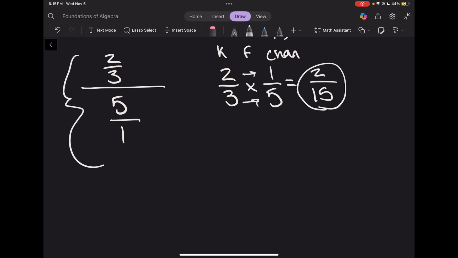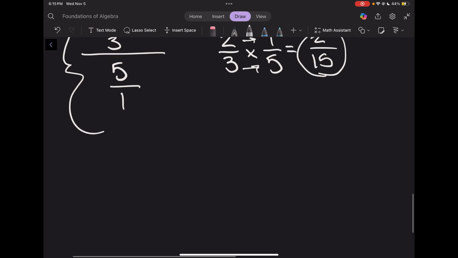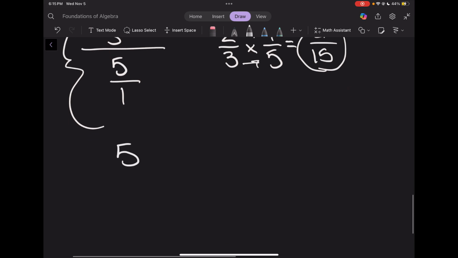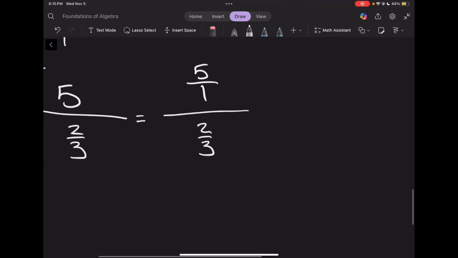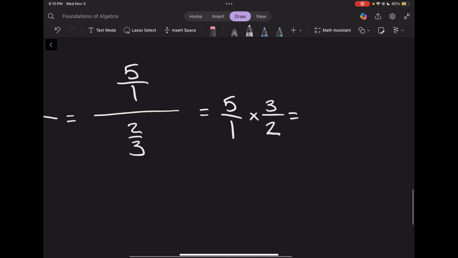And we can apply this same logic to a situation where we have, let's do 5 over 2 over 3. Let's throw that 5 over a 1 over 2 over 3. And then it becomes 5 over 1 times 3 over 2. And we get 15 over 2 as our final answer.